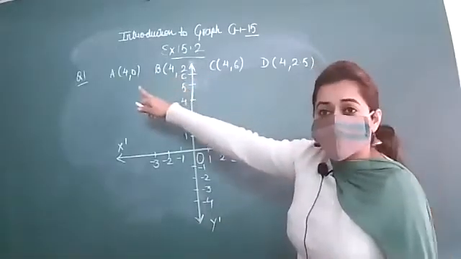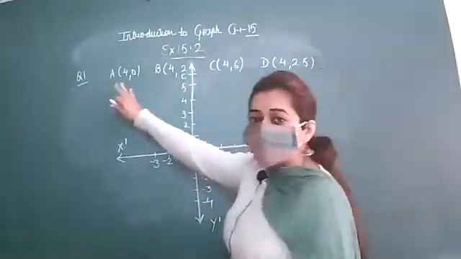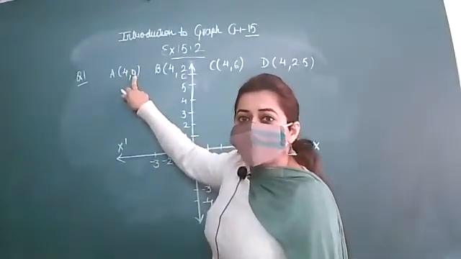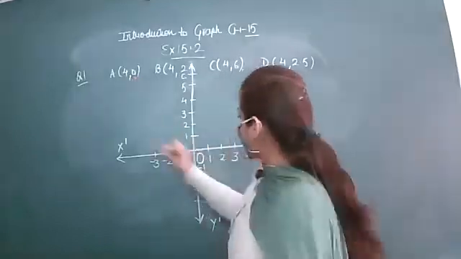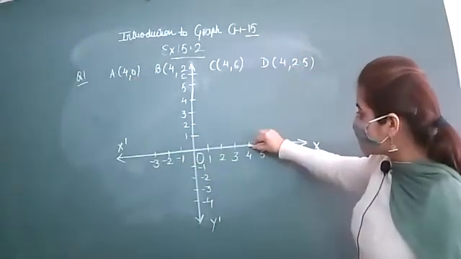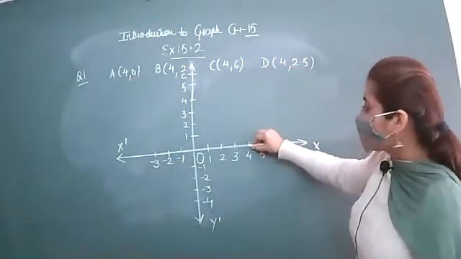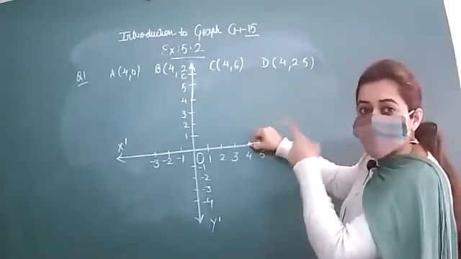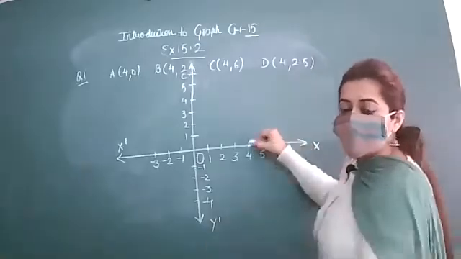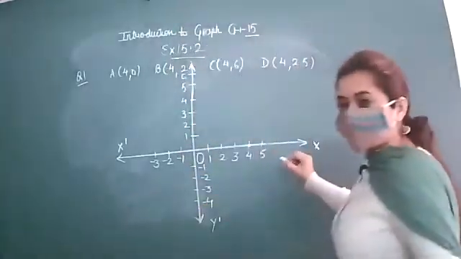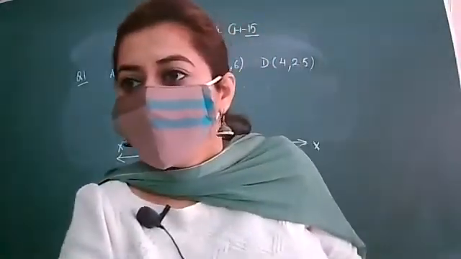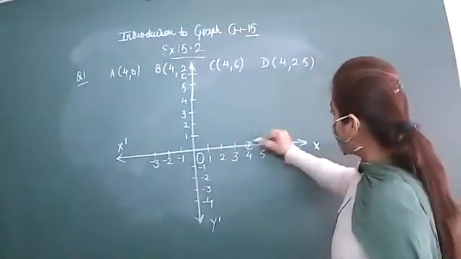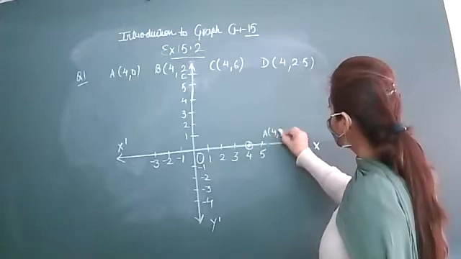Now the first point is (4, 0). This I have already discussed. When the y coordinate is 0, that means the point will lie on your x-axis. So this is your x-axis. This is your value of x as 4, and the y coordinate is 0. That means this point must lie on your x-axis. Now, this point is your A (4, 0).